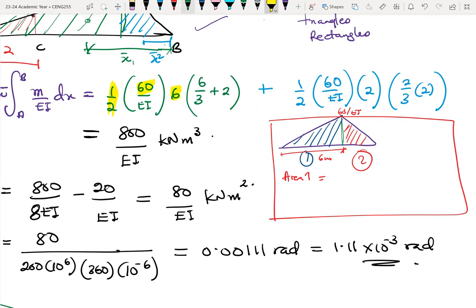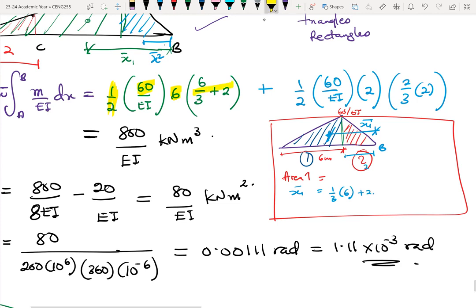Then because it's moments, I need to find the distance, the moment arm from the centroid of this triangle, the left shaded triangle, to B. So I need to find this distance. And this distance, let me call it x1 bar. Oops. X1 bar is 1/3 of the length of 6, plus this remaining distance, which I think is 2. So plus 2.